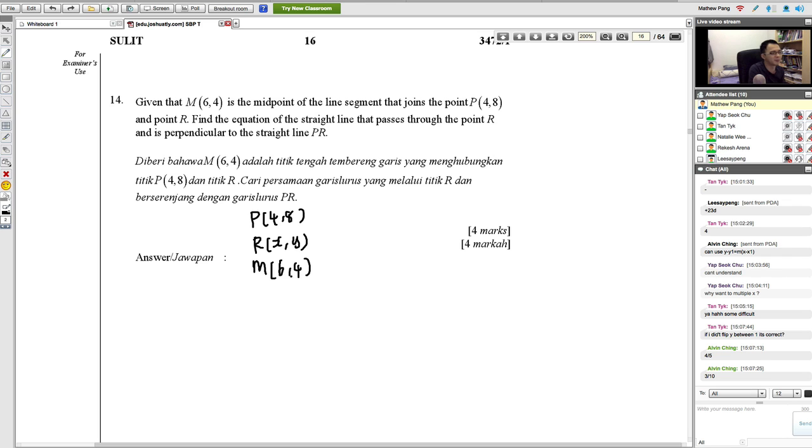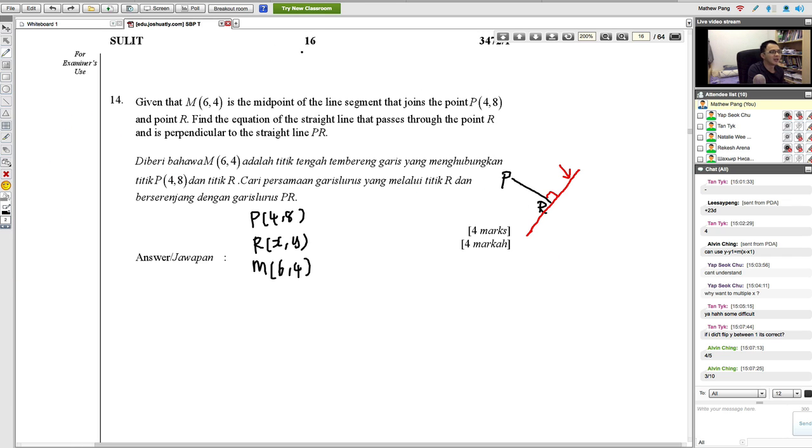Normally I will write the midpoint last because I want to use the midpoint formula to find R, and then find the equation of the straight line passing through the point R and perpendicular to the straight line PR. So basically you have something like this. Let's say I call this one P, this one R, and then you will have a line passing through the coordinate R, perpendicular to the line PR, and you need to find this equation. Okay, so this is your objective now.